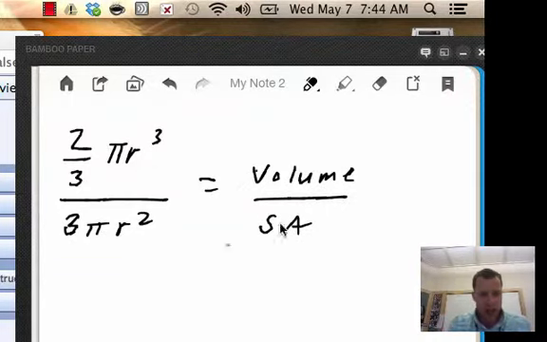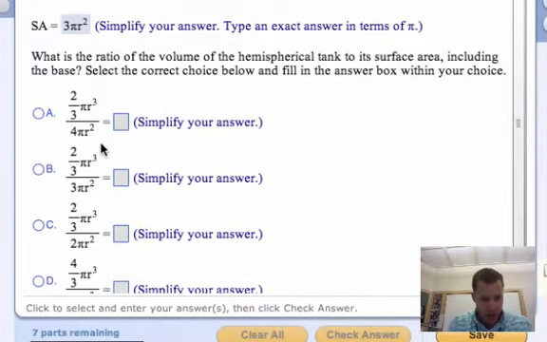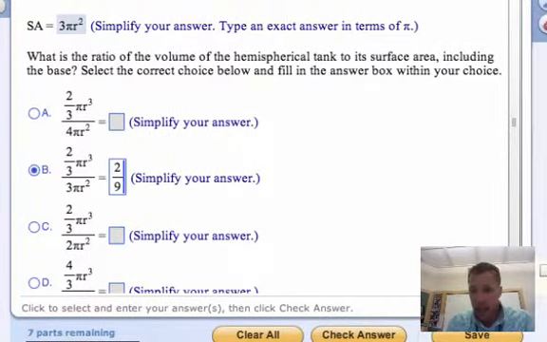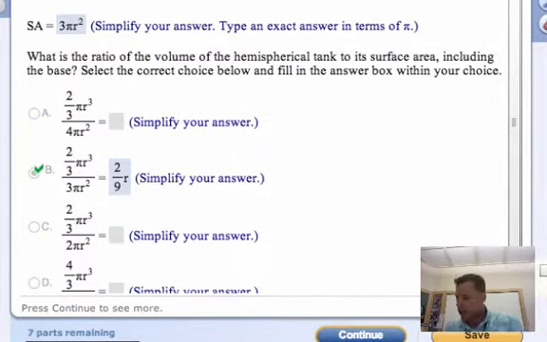So let's look to see what number that is. Look for the 3 in the 3 pi r squared. It looks like this is our culprit, part B. When you simplify this out, you can see that you're just going to be left with 2/9, 2 divided by 9, and I believe just r. Okay, so we can go back here, and if you need to simplify this, you can.